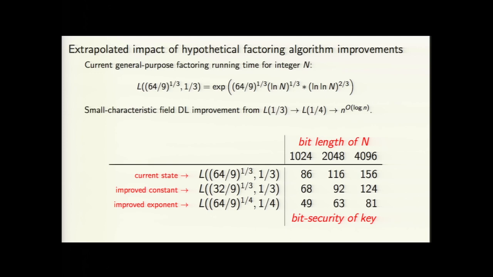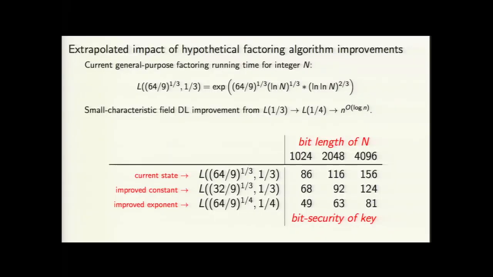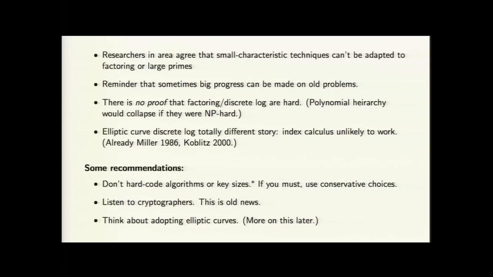If, on the other hand, we dropped from an L of 1/3 to an L of 1/4 algorithm, the bit security of 1024-bit RSA would drop to 49 bits, which is basically solvable almost immediately now. And even 4096-bit RSA would be way too close for comfort. This is food for thought, I guess.